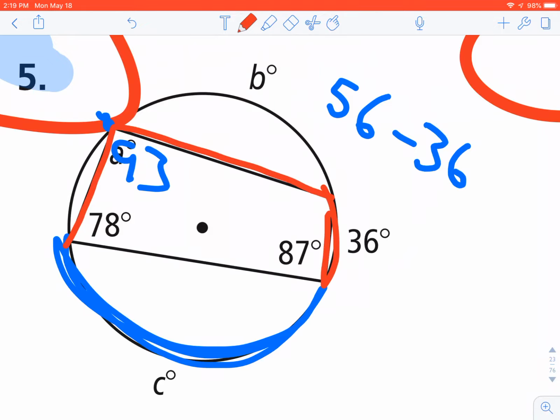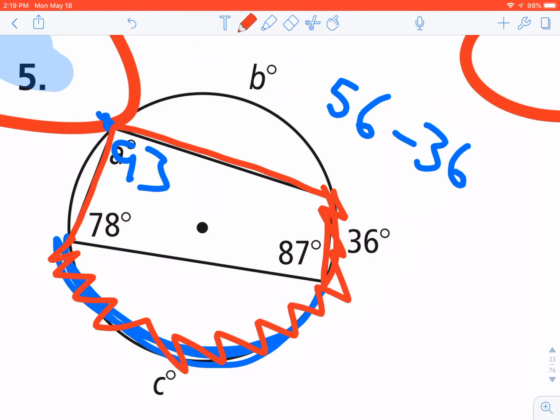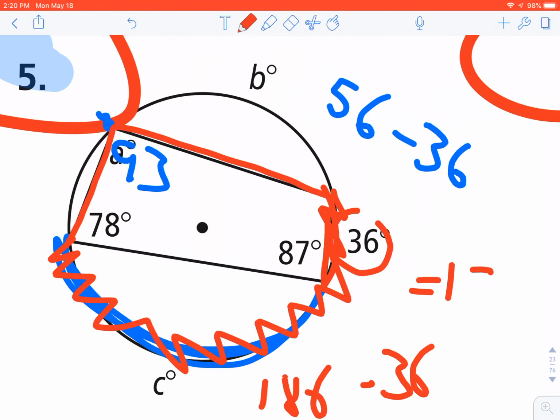So I'm going to double 93, and that gives me 186. So this whole thing is 186 degrees. Okay? But I don't want 36 of those degrees, so I minus it out, and that leaves me with this arc of C as 150 degrees.